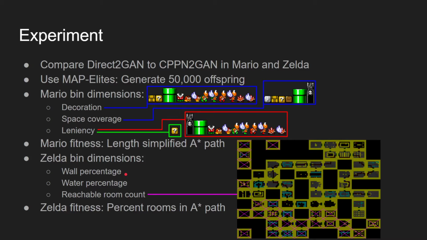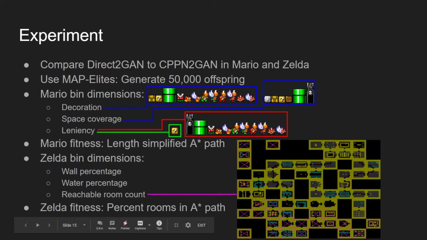In Zelda, we look at the distribution of wall and water tiles, so the total percentage of those tiles in all the rooms of the dungeon. And then the third dimension is the reachable room count. So in this picture here, some of the rooms have an X on them, indicating that there's no way to reach that room. And even if the room is adjacent to other rooms, there may be no door leading into it, so it is still unreachable. So we want to know how many rooms are actually reachable in this dungeon. And then the fitness value used is the percent of reachable rooms that are in an A-star path from the start to the solution.